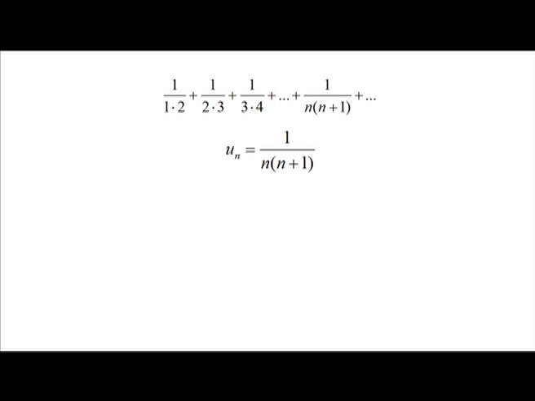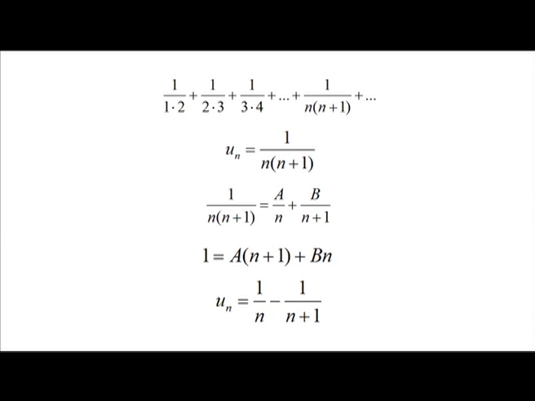By partial fractions, 1/(n(n+1)) = A/n + B/(n+1), which gives 1 = A(n+1) + Bn. Putting n = −1, we have B = −1, and putting n = 0, A = 1. Hence, u_n = 1/n − 1/(n+1).